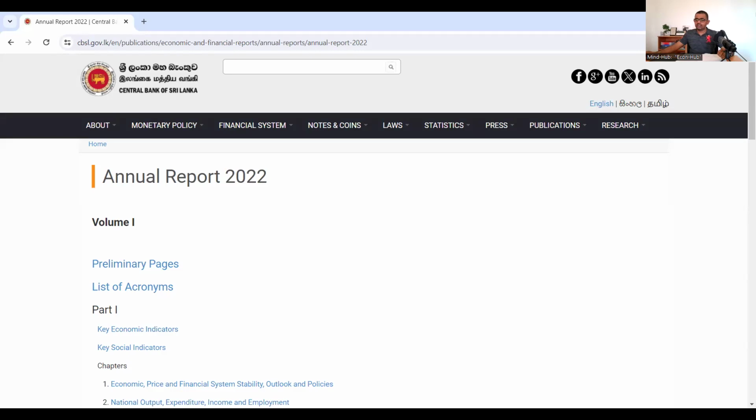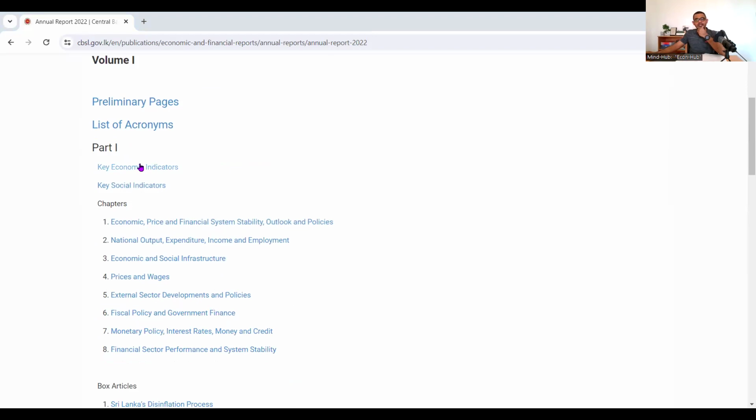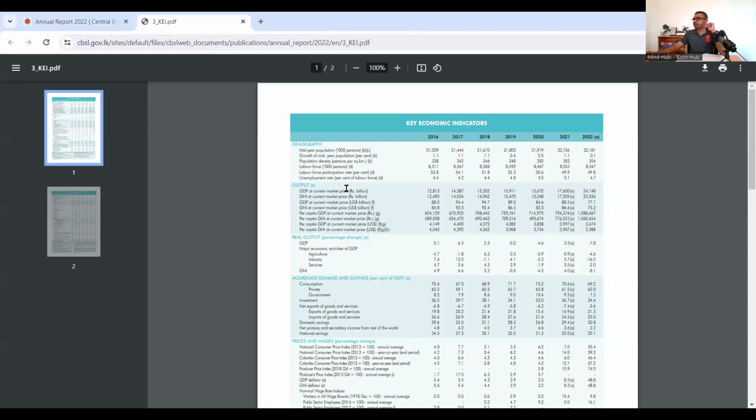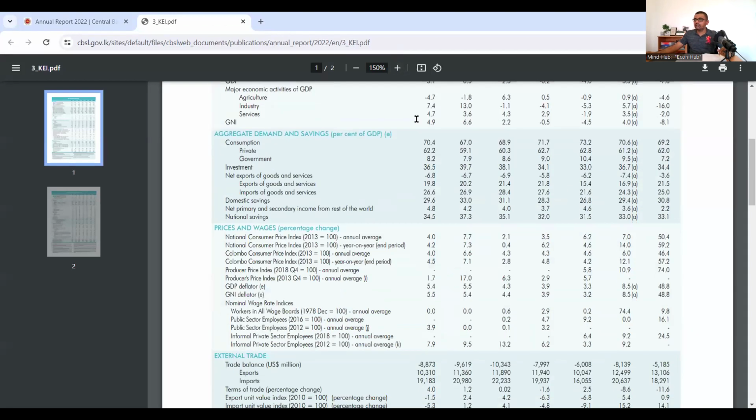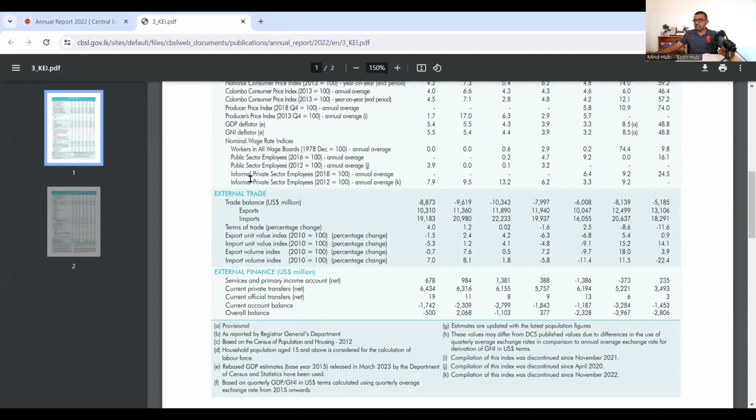Yeah, good. Now this is the soft copy, the drop down is there. So I'm going to go for, as you can see, key economic indicators. If I click or tap on key economic indicators, I go to this table with a lot of data. We have to scroll down a bit. Then you will see external trade.